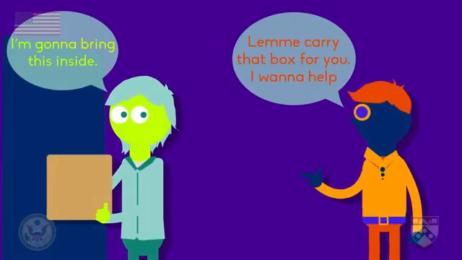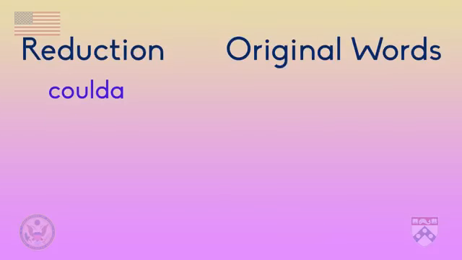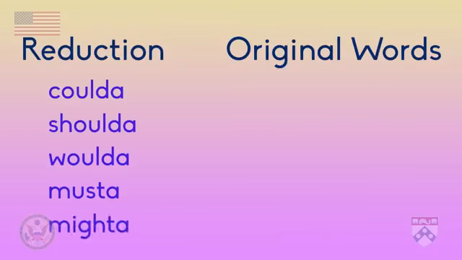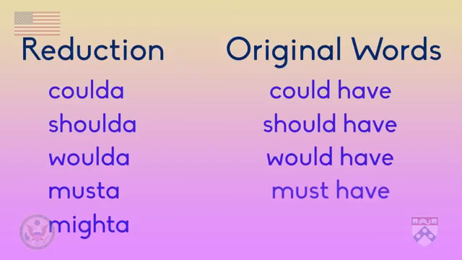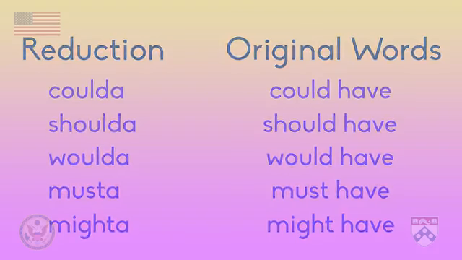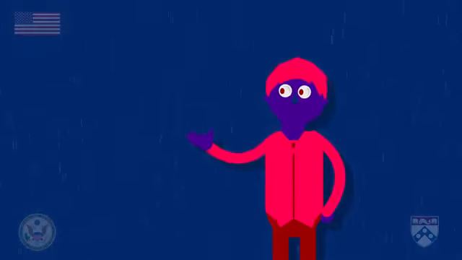Another way to make reductions is by leaving out one of the end sounds of a phrase. There's a whole group of very common reductions that are formed by leaving out the V sound in have: coulda, shoulda, woulda, musta, and mighta. These come from the phrases could have, should have, would have, must have, and might have. We'd use them in a sentence such as, I should have brought an umbrella.